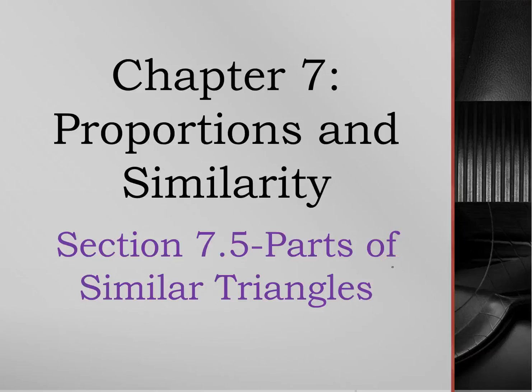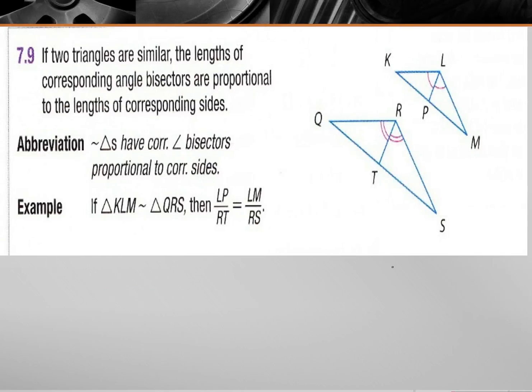Alright, so today we're going to discuss our last section in Chapter 7. This is parts of similar triangles. So, if we have two triangles that are similar, in this case triangle QRS is similar to triangle KLM, and I were to draw angle bisectors from a corresponding position, so they're corresponding angle bisectors, then the angle bisector itself, that line, is proportional to any of the sides of this triangle.